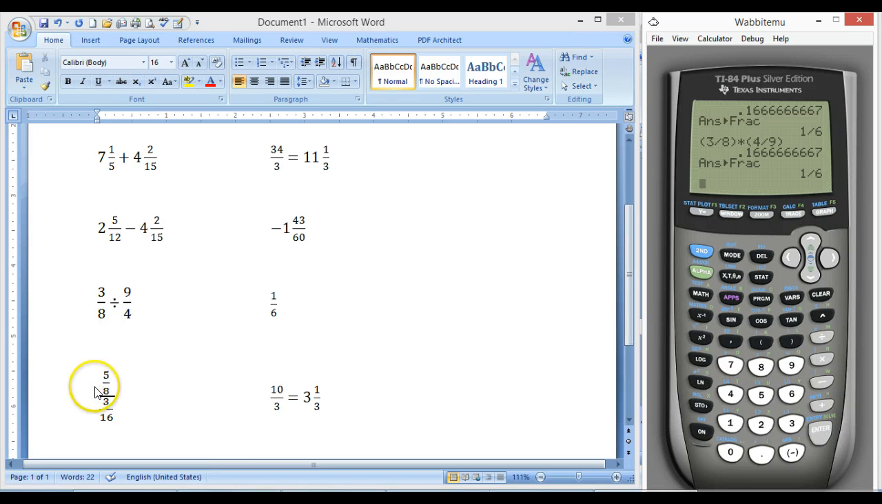Same thing here with the 5/8 over 3/16. I would do parenthesis 5 divided by 8, parenthesis, and then divide by the next fraction, which is parenthesis 3 divided by 16, close parenthesis, and press enter. And there we go. Change it to a fraction.